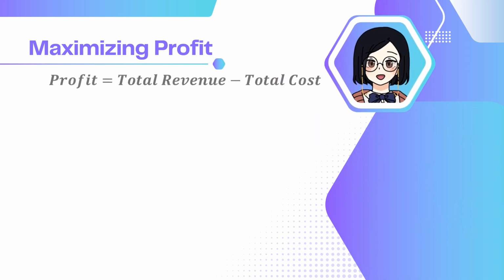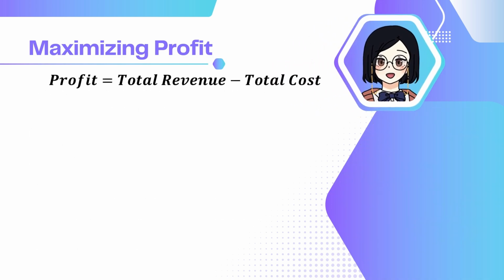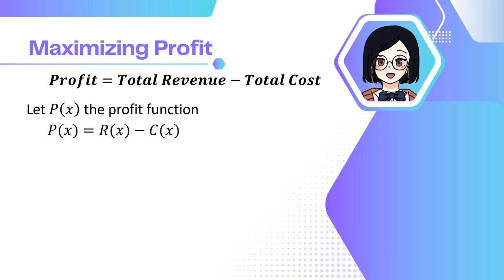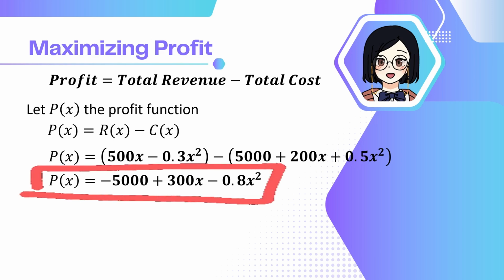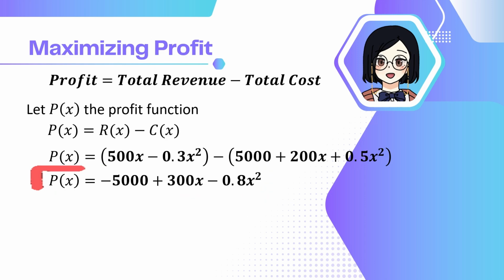To determine the profit function, we subtract the given revenue and cost equations. That is, P(x) = R(x) - C(x), where R(x) represents revenue and C(x) represents cost. We replace R(x) and C(x) with their corresponding functions. Simplifying, we get P(x) = -5,000 + 300x - 0.8x².